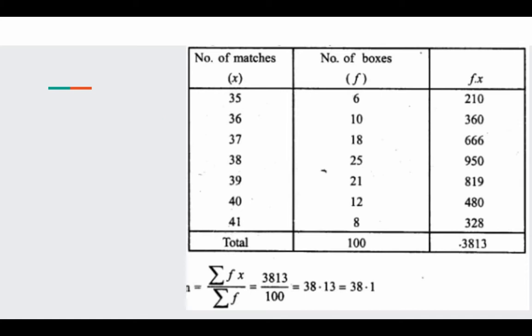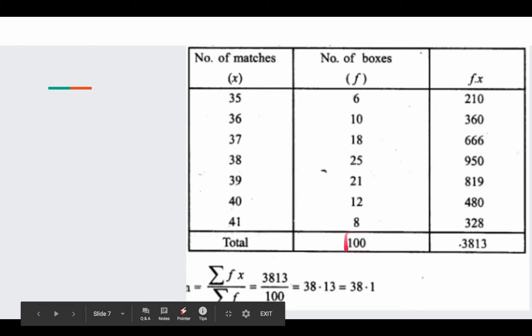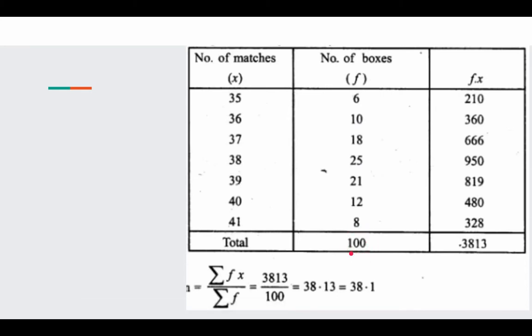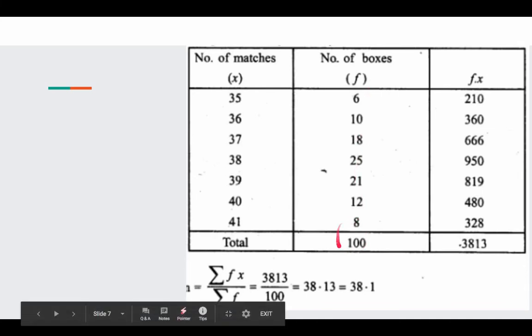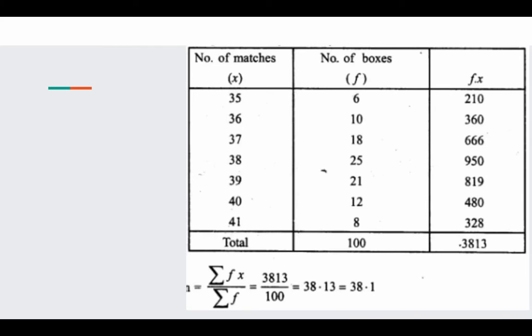And where is that 100? It is the sum of all these matchboxes. 8, 12, 21, all this, the sum should come 100. Sum of all. This is the frequency. See, number of matches. This table is already given in the question. X is given as number of matches and number of boxes that is in front. So, number of matches 35. The matchboxes which are having 35 matches, they are 6, 36, 10, 37, 18 and so on. It is given till 40. Add all these frequencies. If it comes out 100, that means all the matchboxes we have taken into account. So it comes out 100.